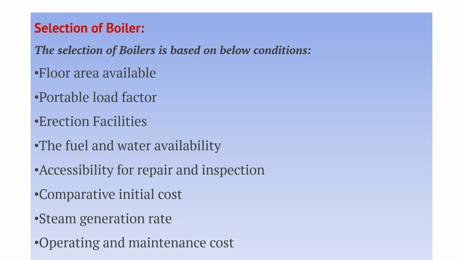So, first one is floor area available. Depends on the space available for you, you need to select, right? Suppose I am having less floor space available. So compulsorily, I am forced to take a vertical tube boiler only, because vertical means the entire area or the volume of the boiler shell will occupy vertically, not horizontally. So floor area means my horizontal area is limited. So vertically, I can expand, right?